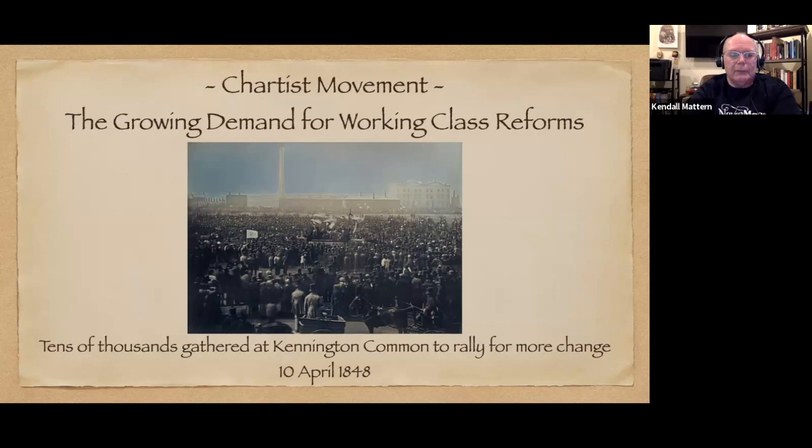But with the 48 revolutions, Chartism gets a second short-lived reemergence here as a result of the revolutions. And so I just remind you of that. And this is probably representative of St. Peter's Field and the rally that was held there, which was before photography. This time, though, there is no cavalry that's going to charge and break up this gathering.